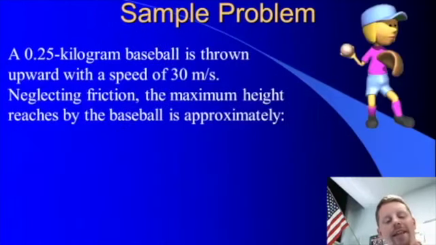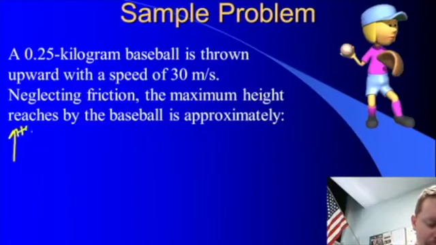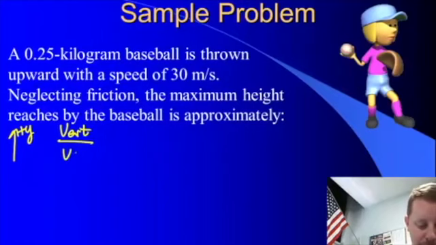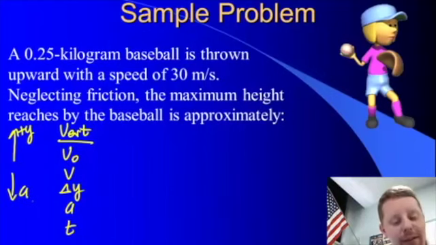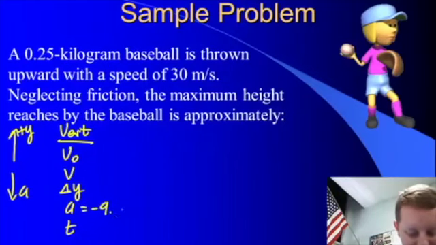Let's take a look at one last sample problem. If we have a baseball player and she throws the ball upward with the speed of 30 meters per second, and we're going to neglect friction, find the maximum height reached by the baseball. Well, for this sort of problem, again, it's a vertical motion problem and the ball starts going up, so we'll call that positive y, and we can make our vertical motion table: v naught, v, delta y, a, and t. Our acceleration points down, it always does, and since that's in the opposite direction of positive y, our acceleration is going to be negative 9.8 meters per second squared.